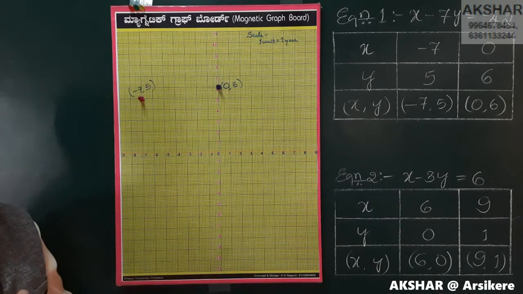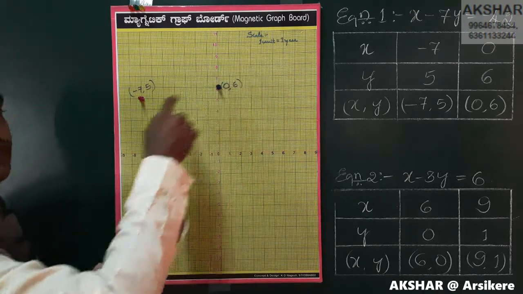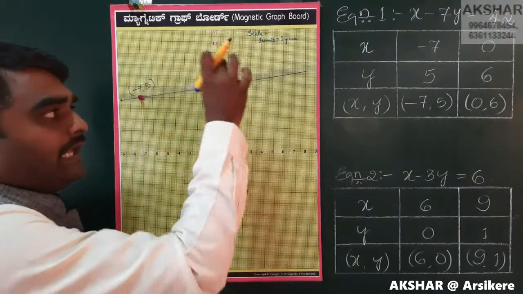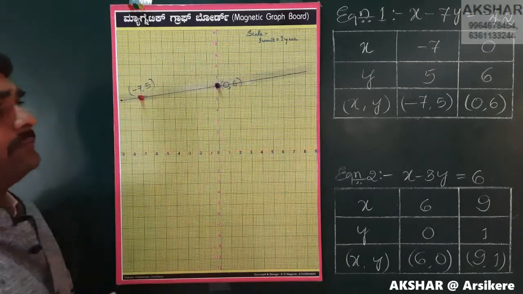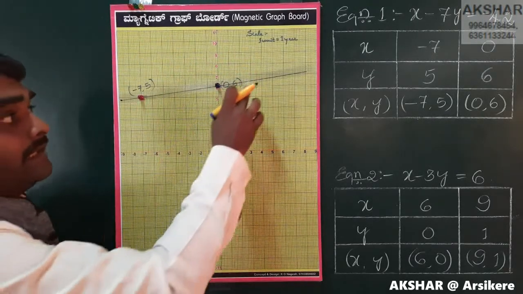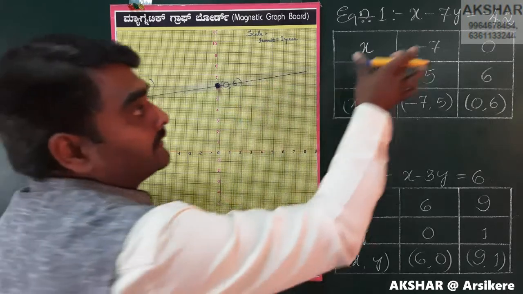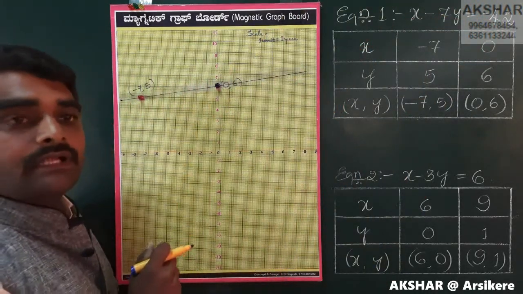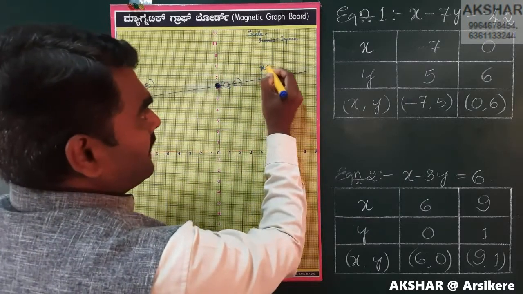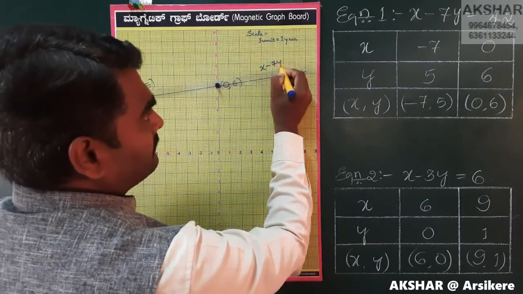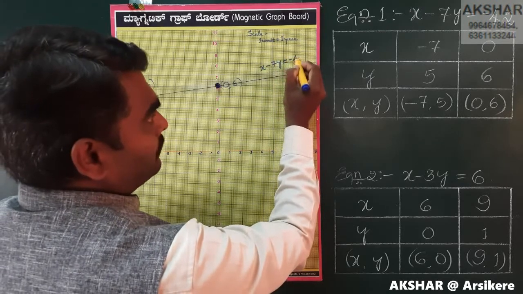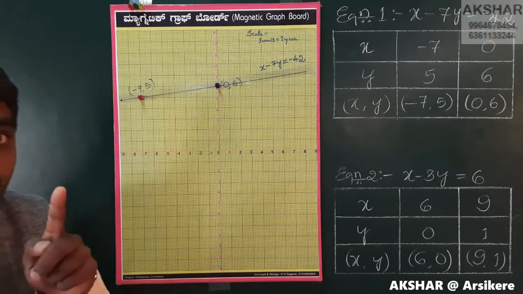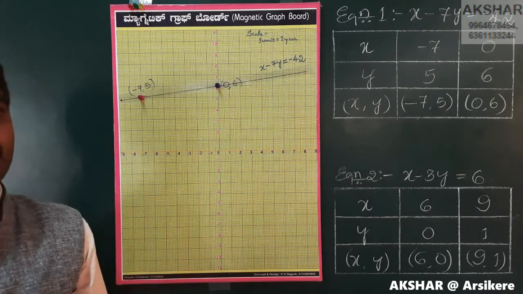Exactly, my dear children, we will get a straight line by joining these 2 points. Shall we join now? We should name this line. How to name this line? Yes, the name of this line is the equation, because the line is obtained by that equation, right? The equation is x minus 7y equal to -42. This is the equation. My dear children, remember it once again.